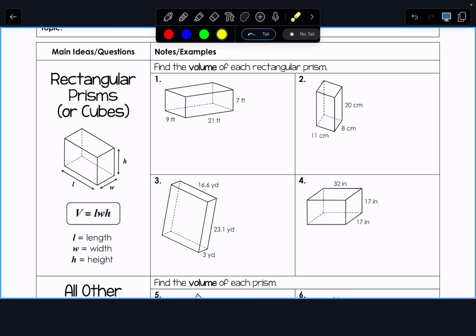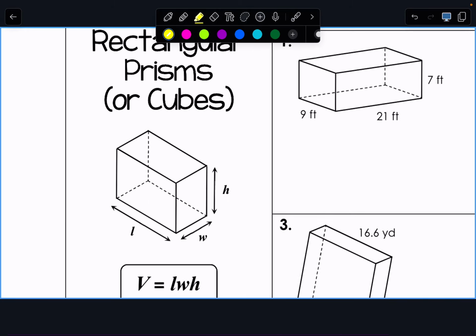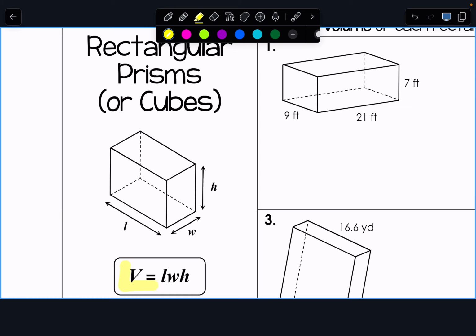Okay, so the first shape we're going to focus on is finding the volume of a rectangular prism. You've been doing this way back even in elementary, okay? The volume of a rectangular prism is length times width times height. So in number 1, do we have a rectangular prism?